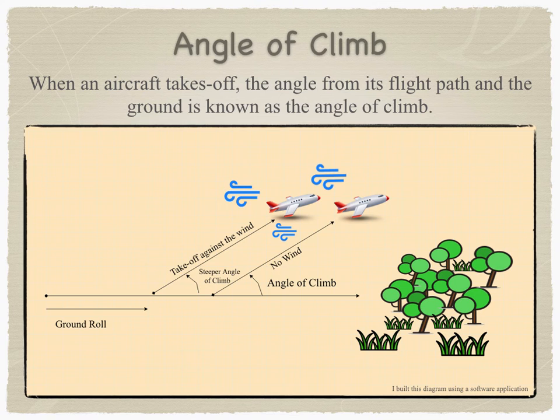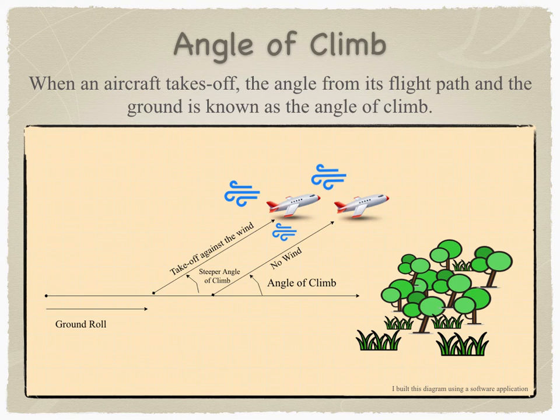The angle of climb. When an aircraft takes off, the angle between its flight path and the ground is known as the angle of climb. As you can see in this illustration that I've made, you can see the direction of the ground, and then two airplanes, and we're going to say that they're moving at the same speed, and they're taking off. One is in no wind, and the other is taking off against a headwind.